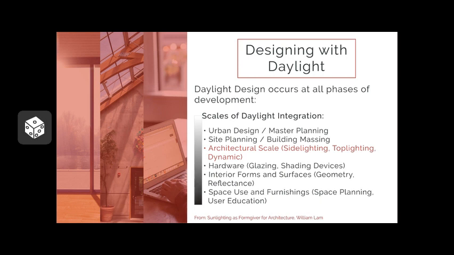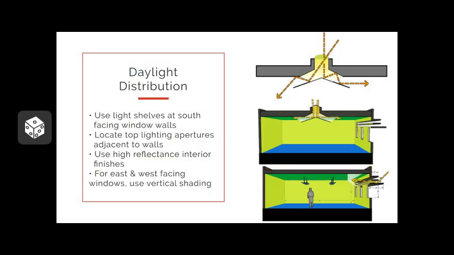Let's get to designing with daylight. What are the different methods of designing, and how do you begin your design once you understand where it is? We have daylight distribution, and there are different ways of looking at daylight distribution. The light shelves that we showed originally on the sun path diagrams. We also have what we call top lighting systems.